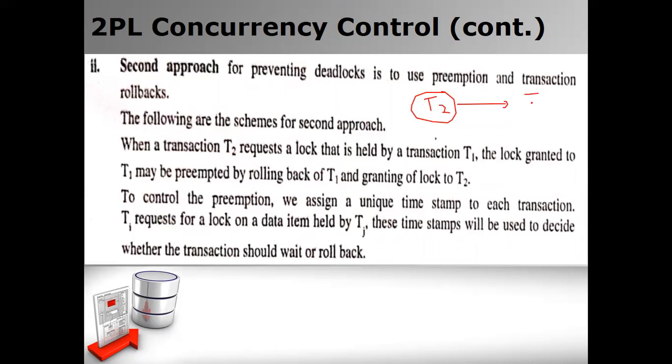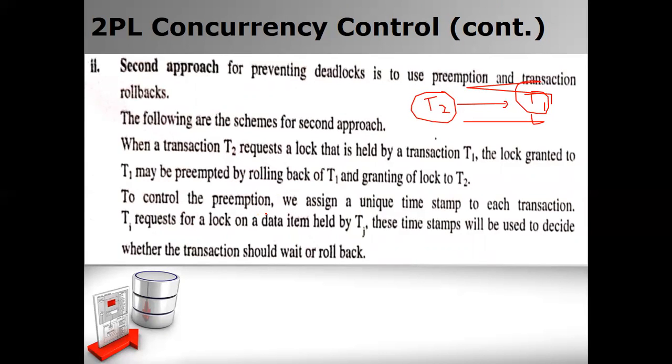So the lock granted to T1 may be preempted. What do you mean by this? The lock given to T1 is going to be preempted, and the preempted transaction will be rolled back. So when it is preempted, this transaction will be rolled back and aborted, and the lock request is given to T2.